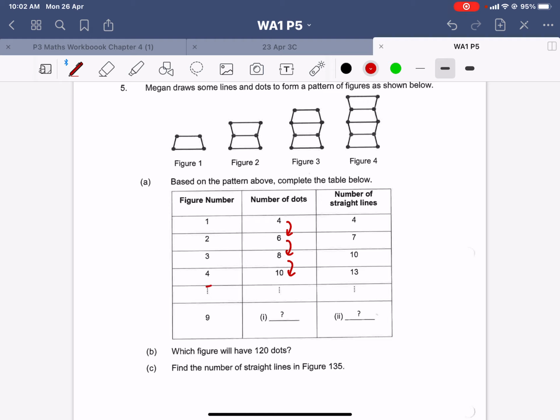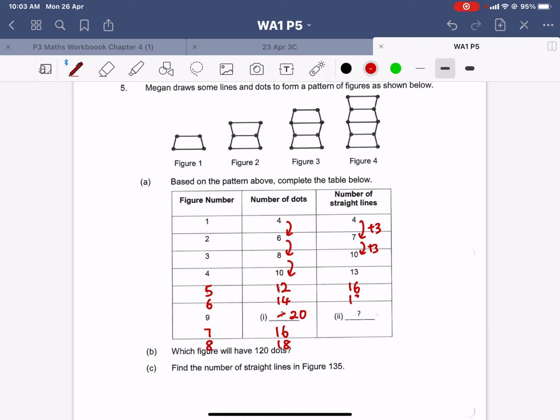So if you want, you can actually list it out. This will be 12. This will be 14. This will be 16. This will be 18. And then, of course, figure 9 will be 20, because it's just an addition of 2. Likewise, you can do the same. This one is a plus 3. This one is a plus 3, right? So the next one will be 16.